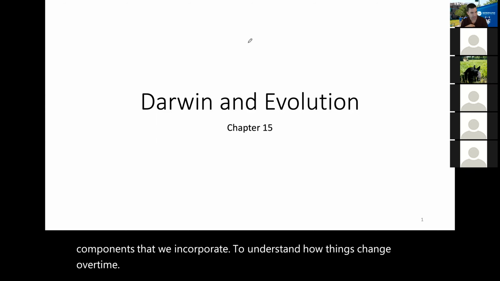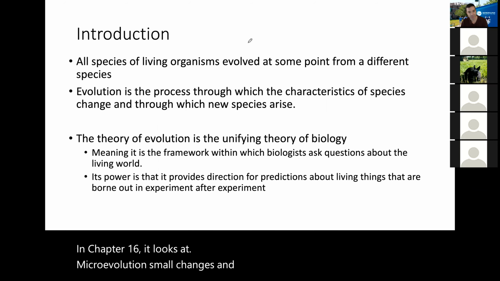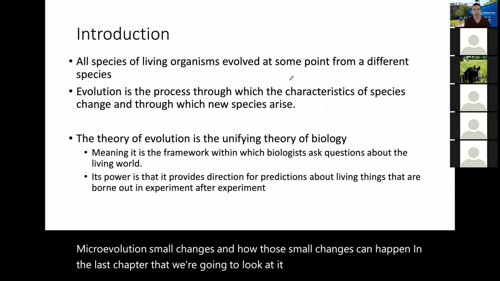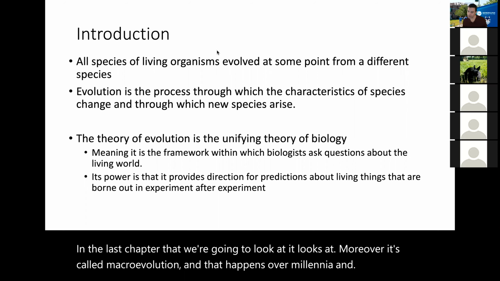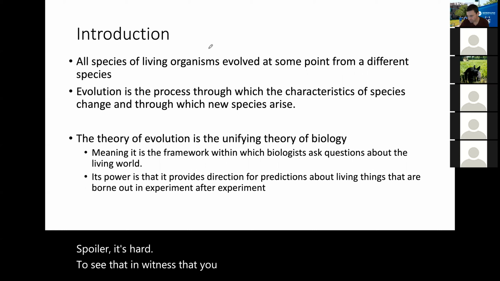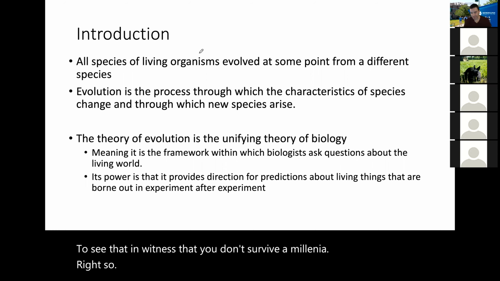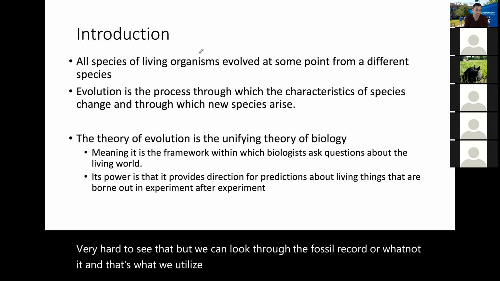In chapter 16, it looks at microevolution, small changes, and how those small changes can happen. In the last chapter that we're going to look at, it's called macroevolution, and that happens over millennia. And spoiler, it's hard to see that and witness that. You don't survive a millennia, right? So very hard to see that, but we can look through the fossil record or whatnot, and that's what we utilize as one of the components for understanding evolutionary changes.